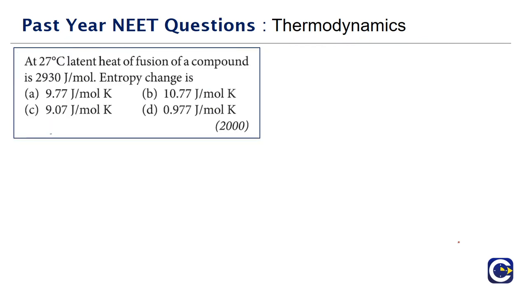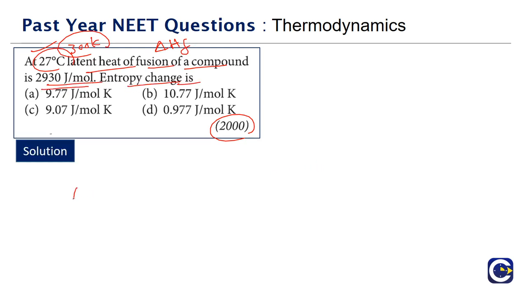Okay, now let's move on to the next question. This is a question that has come in the year 2000. At 27 degrees centigrade, which means 300 Kelvin, the latent heat of fusion, meaning delta H fusion of the compound, is 2930 joule per mole. What is the entropy change? So we need to find the entropy change in the fusion process.